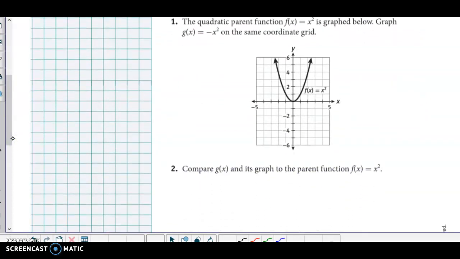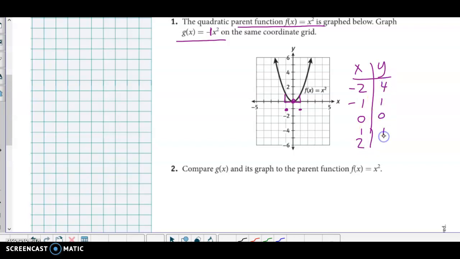So here we have our parent function again, y equals x squared. But now when we graph negative x squared, we're going to see that our a is a negative 1. So we're still at (0, 0), but now instead of going over 1 and up 1 like we normally do, we have our counting method that we were doing before break: 4, 1, 0, 1, and 2. So when a equals negative 1, we're still going over 1, but now we're going down.